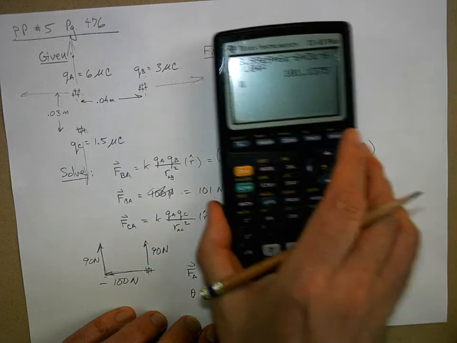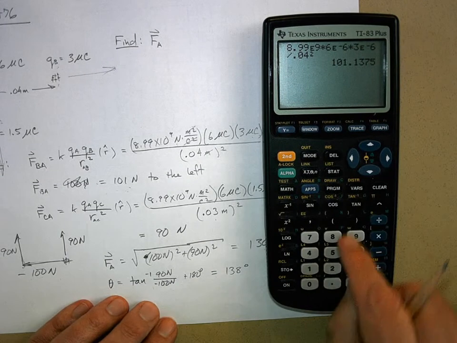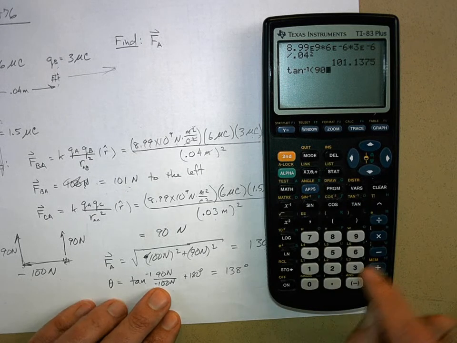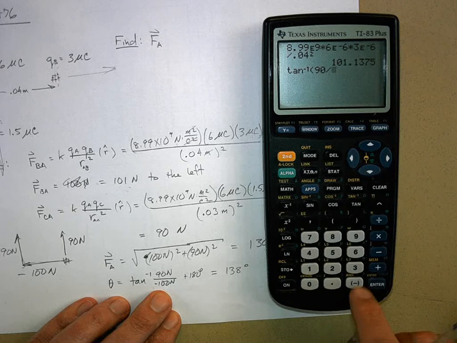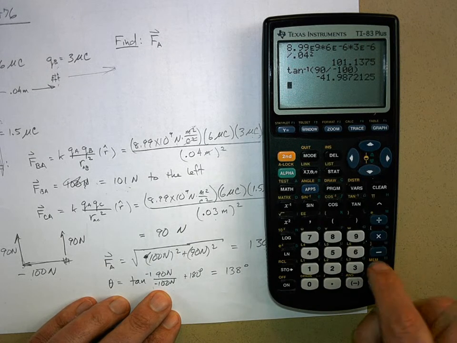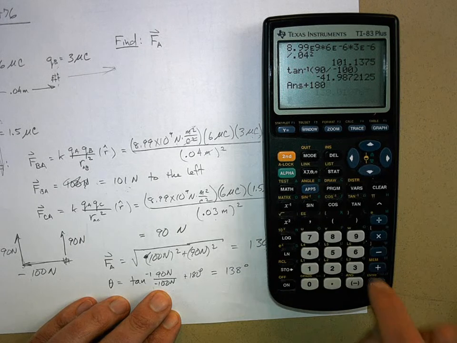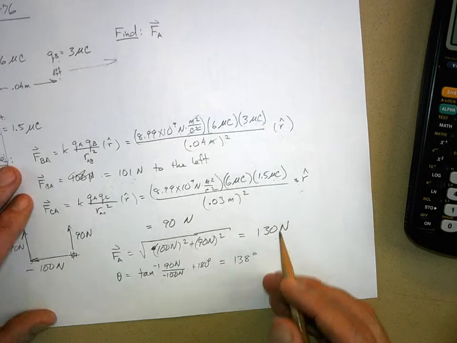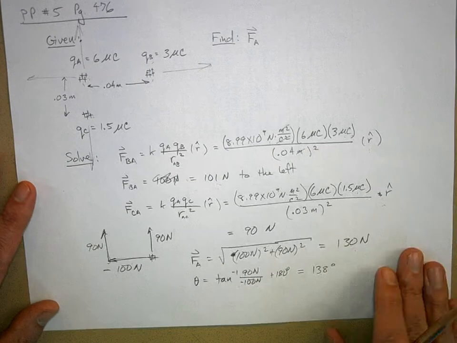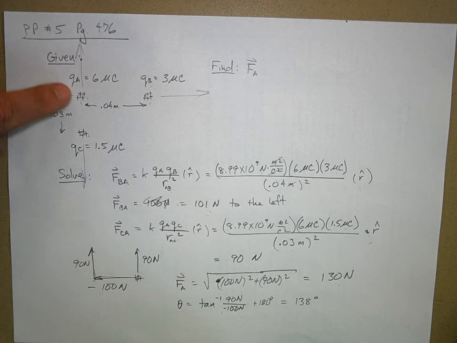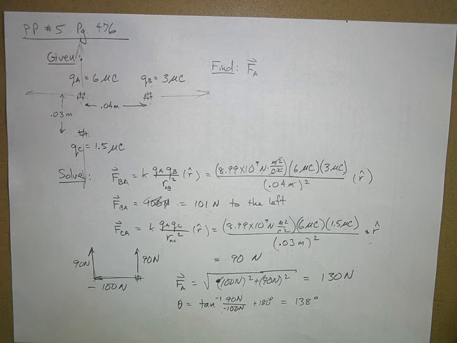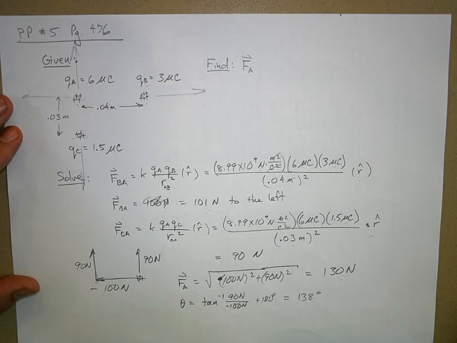Well, let's just do it. I got 1 minute left. I'm going to use it. So we've got the inverse tangent of 90 divided by negative 100. Enter. You get negative 41, so I'm going to add 180 to that, and you get 138, just like the book said. Okay? So that is how you figure out the force on one charged particle from the charges on the other charged particle. Any questions on number 5?